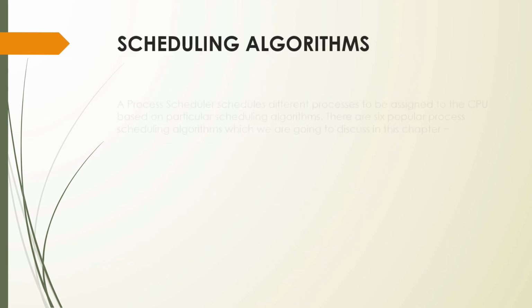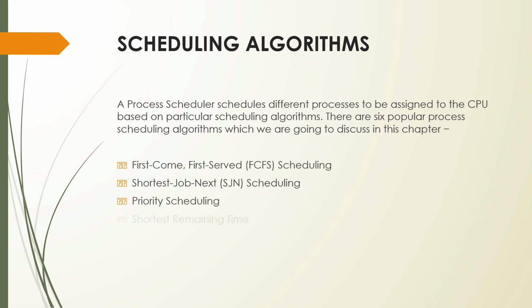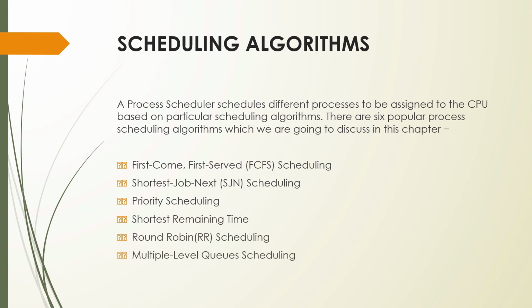Let us look at what scheduling algorithms are. A process scheduler schedules different processes to be assigned to the CPU based on particular scheduling algorithms. There are 6 popular process scheduling algorithms which are going to be discussed: first come, first serve scheduling, shortest job next scheduling, priority scheduling, shortest remaining time, round robin scheduling, and multiple level queues scheduling.